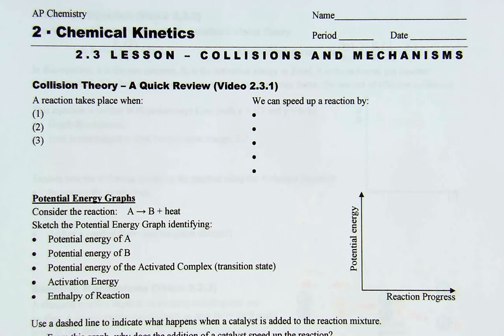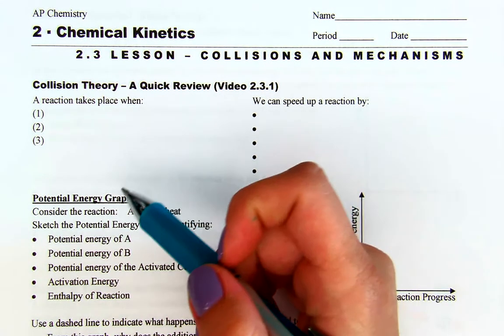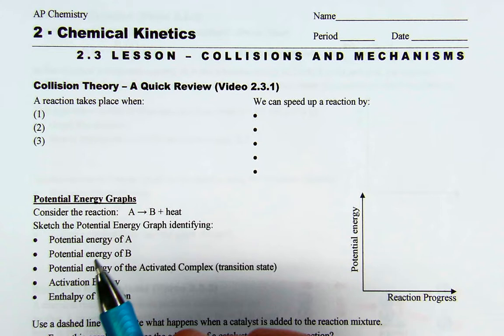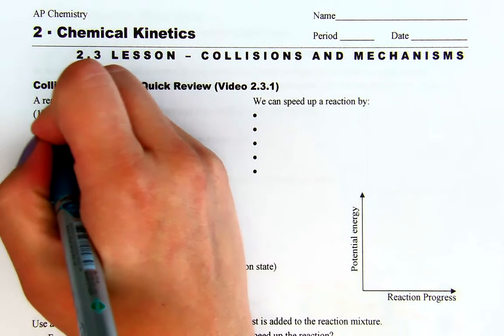So in order for a reaction to take place, the molecules actually have to run into each other. They need to collide. They need to do that with enough energy. And they have to do that in the correct orientation. Because if they're not lined up the correct way, they're not going to be able to react. So let's write down those three parts.